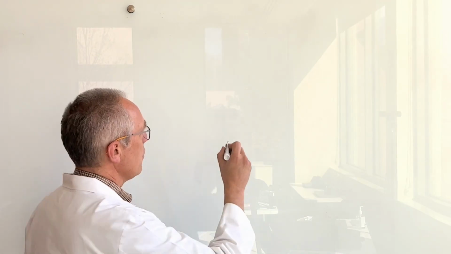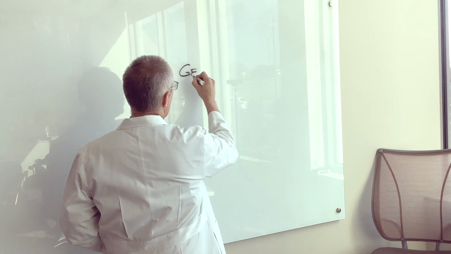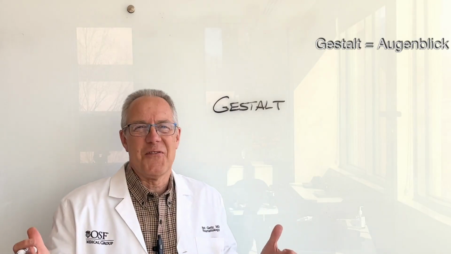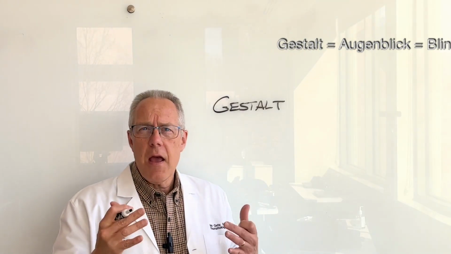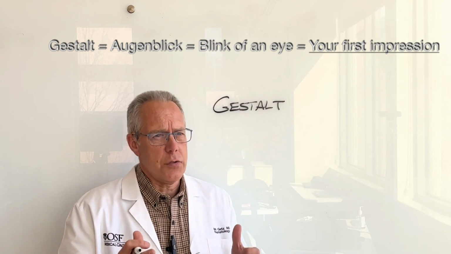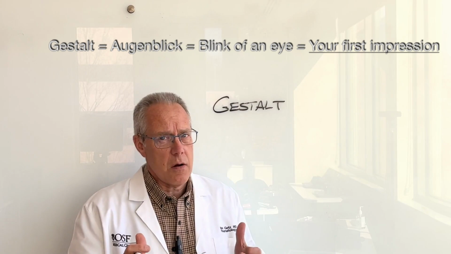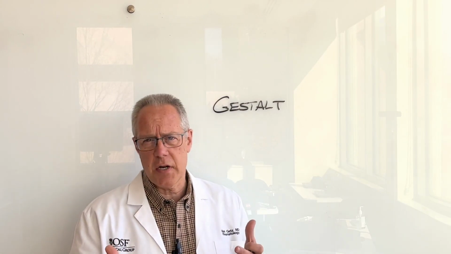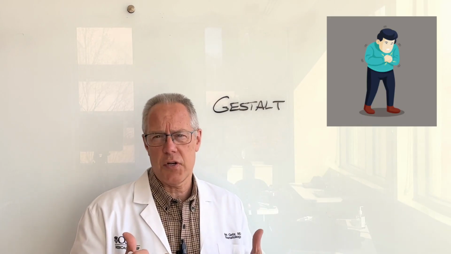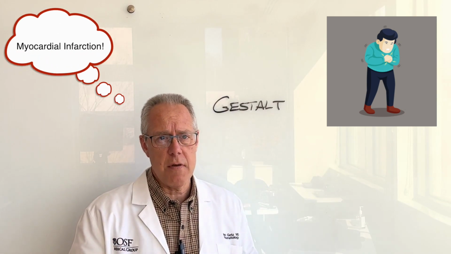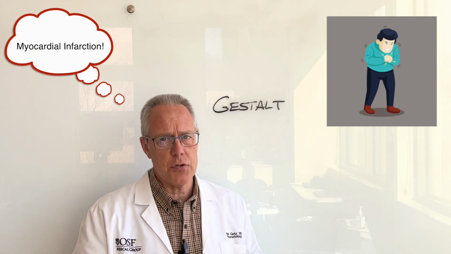So first, what I'd like to do is start with what's called the Gestalt diagnosis. Now, Gestalt or Augenblick diagnosis is really just your first impression. And everybody does this. And it's normal and natural, and we should all do that. So when you hear that somebody that's a 60-year-old diabetic with hypertension and high cholesterol is having substernal crushing chest pain, you should think MI as your first thing. Now, it may not be that, but that's what you should do first.